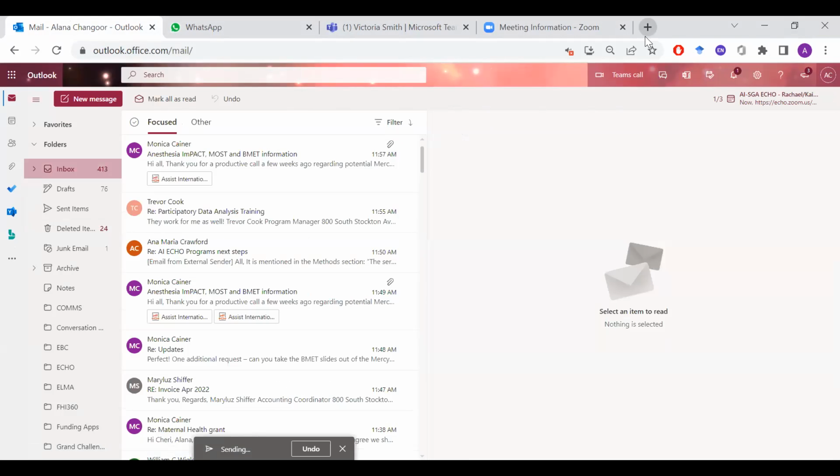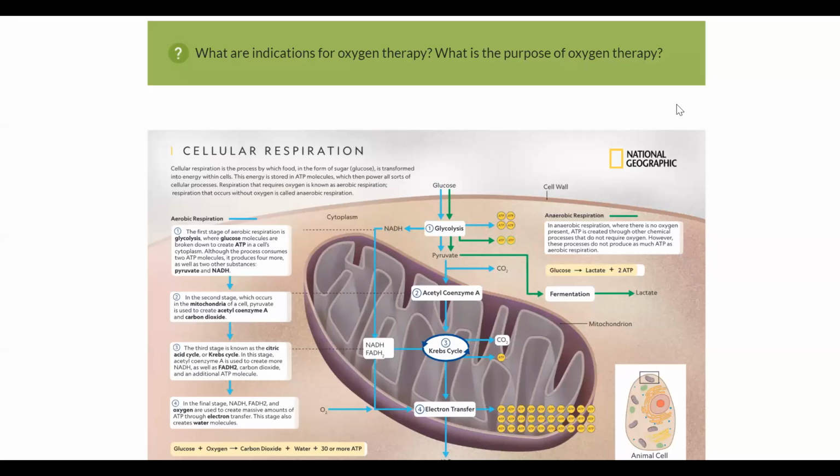Yes, I can see most people have written hypoxemia, which is true. Oxygen will be administered to try and prevent the cells from going into anaerobic respiration. Someone has written to improve tissue perfusion in the case of sicklers, thank you. Someone has written supplemental. So all your answers are correct. Our main indication for oxygen therapy is hypoxemia.